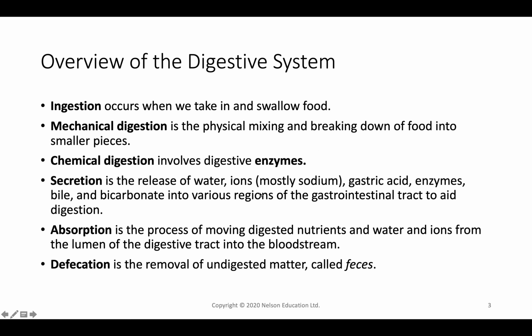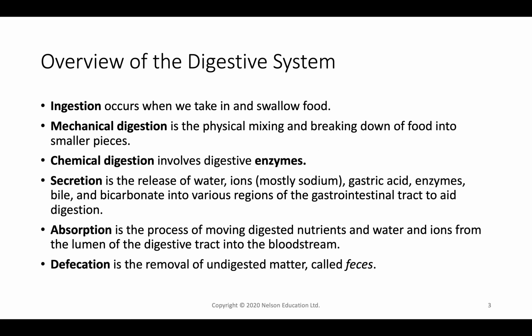Water, ions, mainly salts, gastric acids and gastric juices, enzymes, bile and bicarbonate ions. All of these things are going to be coming into this food in various regions of the gastrointestinal tract. So gastric acid, that's stomach, bile and bicarbonate, that's early intestines. But the point is, all of these are going to be involved in aiding digestion. So we're secreting a bunch of liquid in, and then we're going to have to pull that liquid back out. So that absorption is going to occur in the intestines.